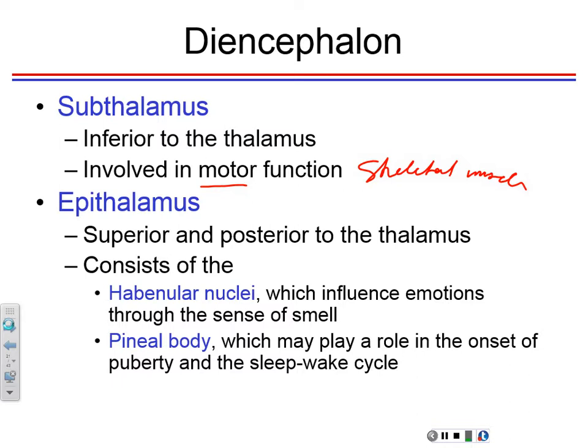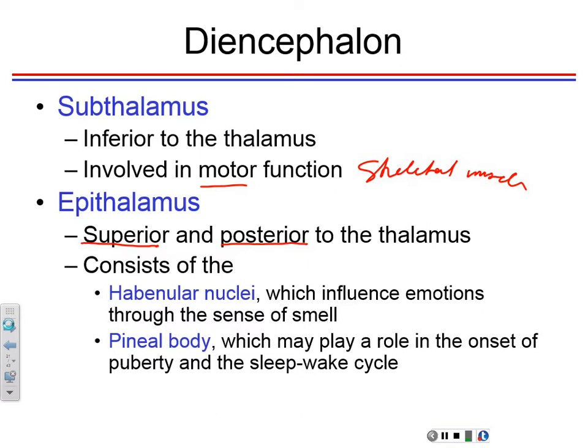Okay, epithalamus is the one that I said is slightly above and behind. So that's superior, above, and posterior, kind of behind. Posterior is the more correct terminology, but it means slightly behind it.